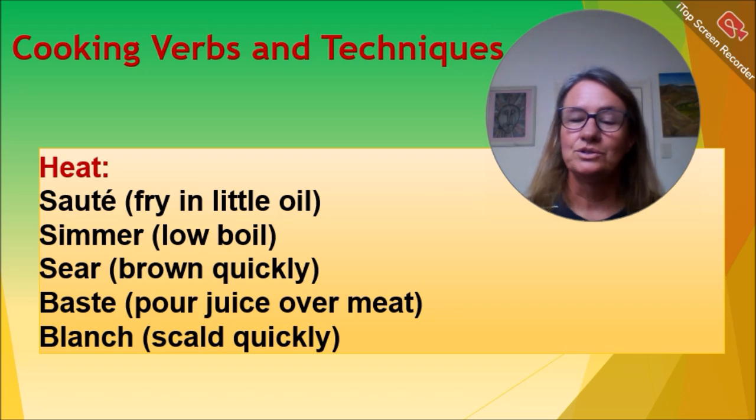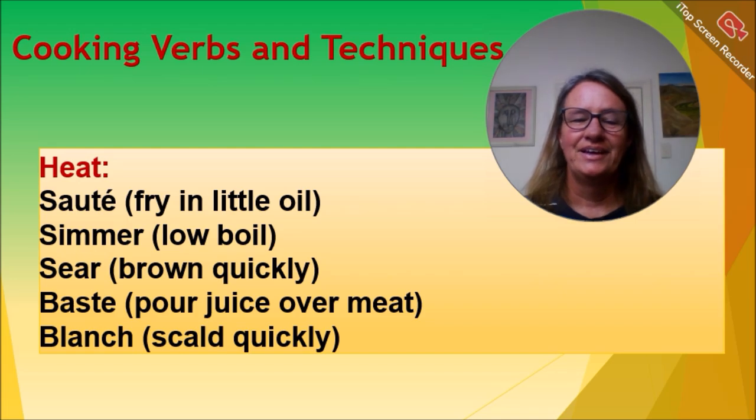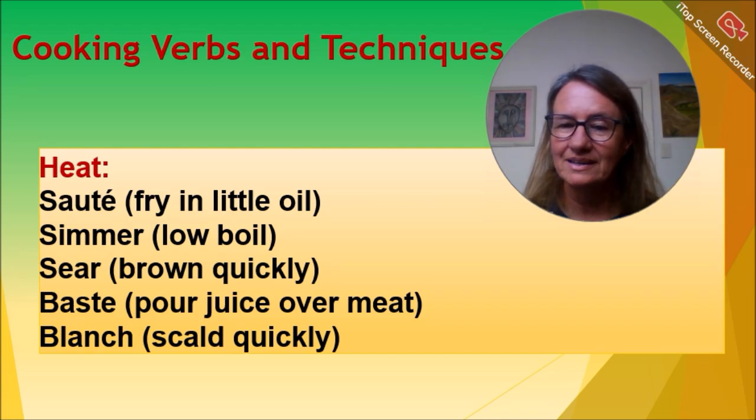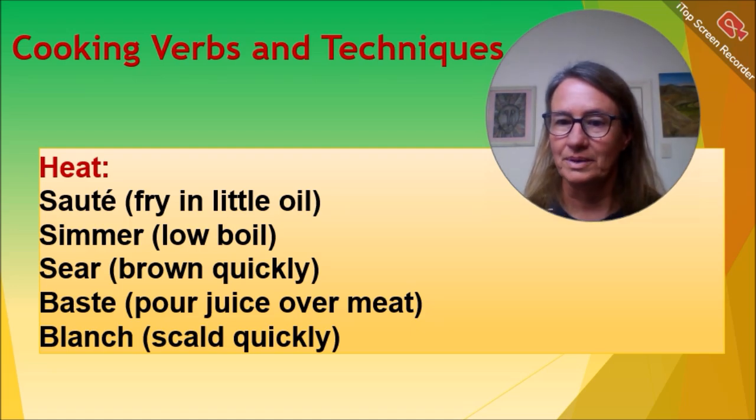So we can saute something. To saute means to fry it in a little oil. So we use this with stir fries. It's very common. To simmer, it's when the water is boiling, but just a low boil. So it mustn't have lots and lots of bubbles. A simmer is a low boil.